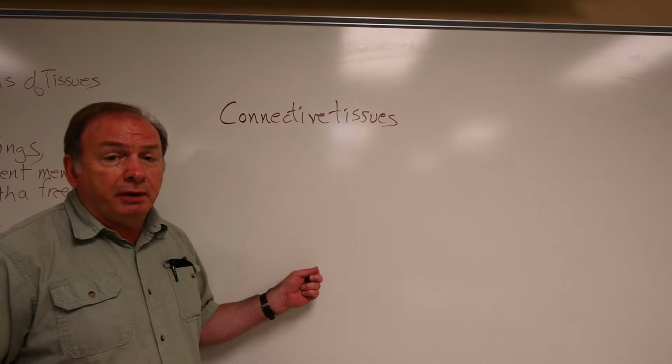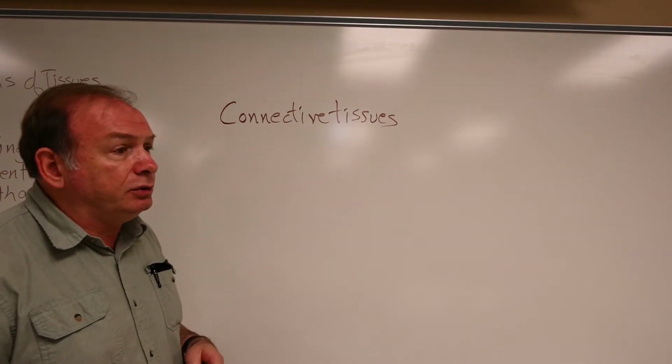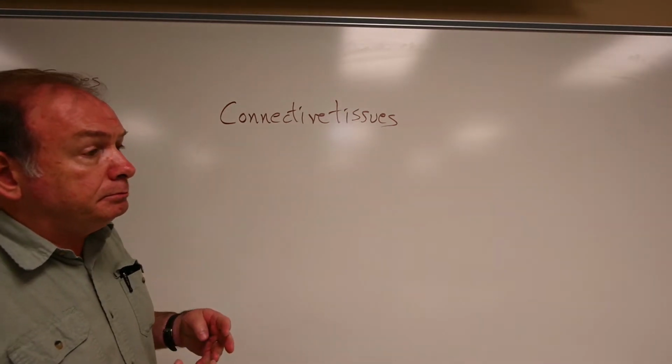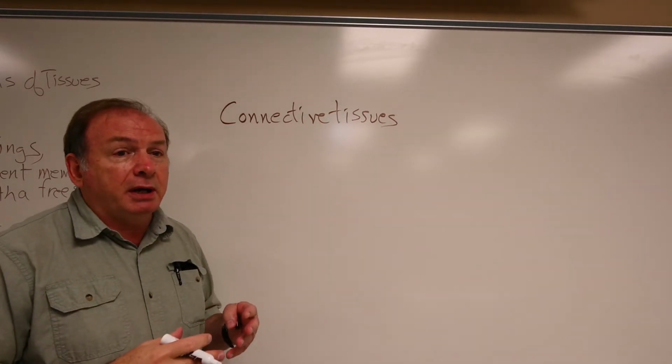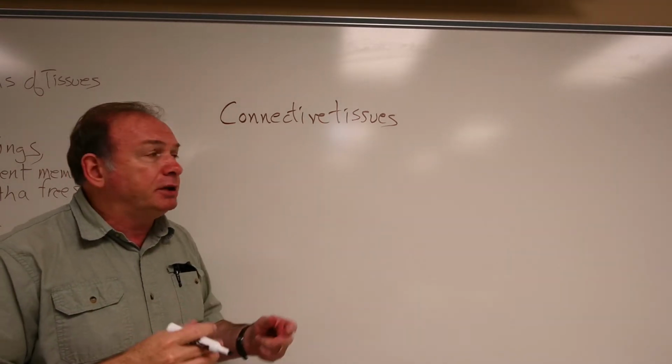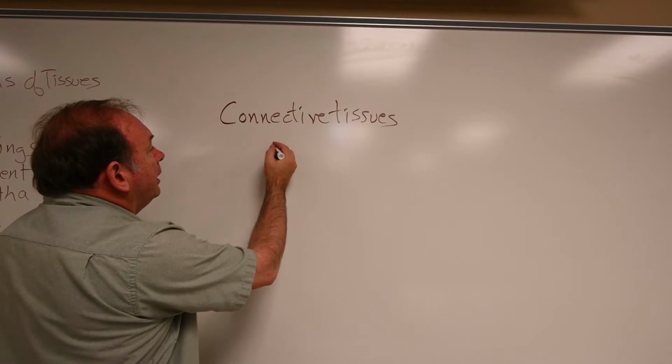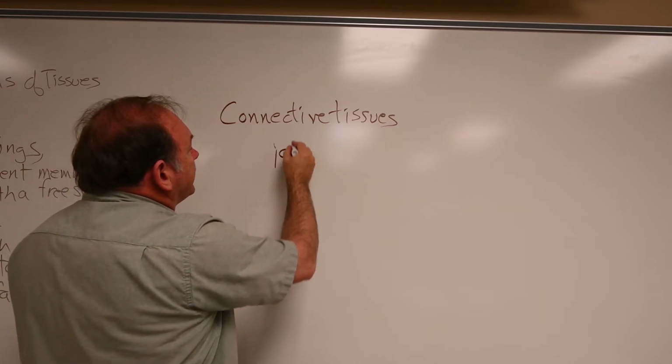The second group are the connective tissues. The connective tissues usually have some kind of a function to join two parts together. That's one possible role: join structures together.